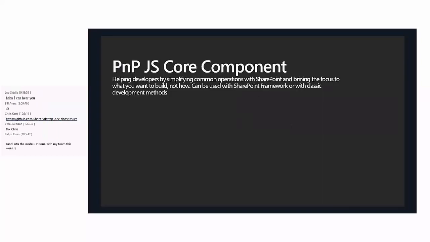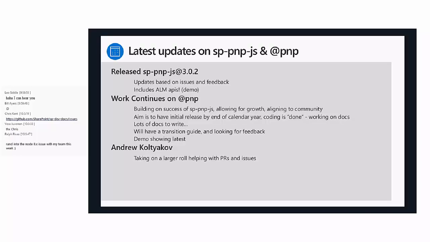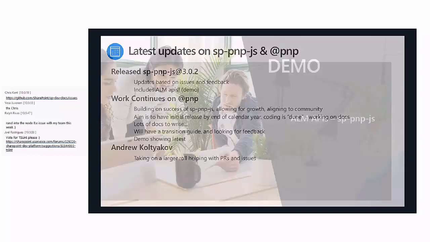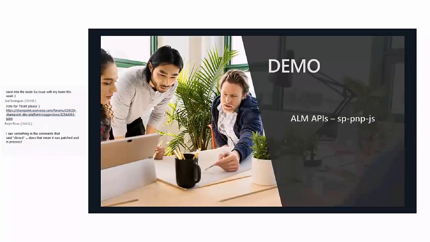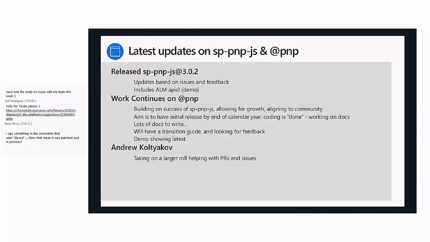So real quick, PnP.js core component, got a nice update here for everybody. Right when I got back, we released SPPnP.js 3.0.2. That had some updates on issues and feedback from the community, so I went through the issues list and knocked out a bunch of that stuff. And got a couple new features in there. The main one there is the ALM API, so we got those added. I'm going to show those a little bit on the call here in a second.